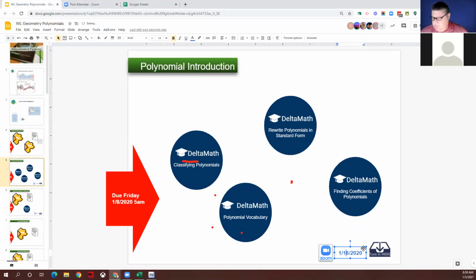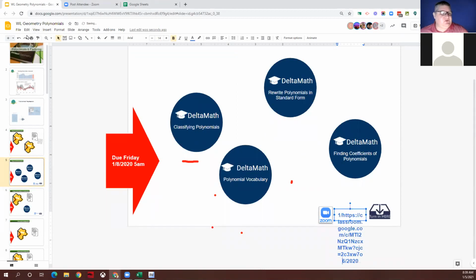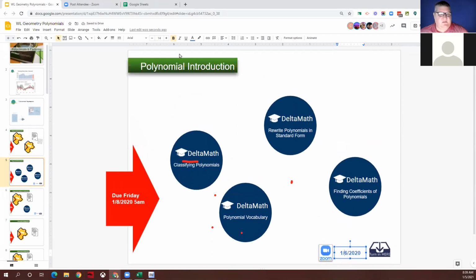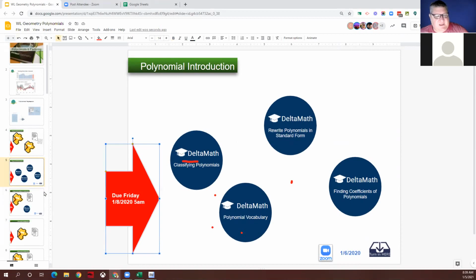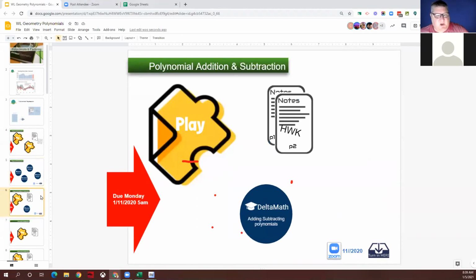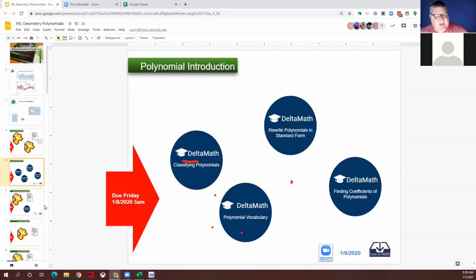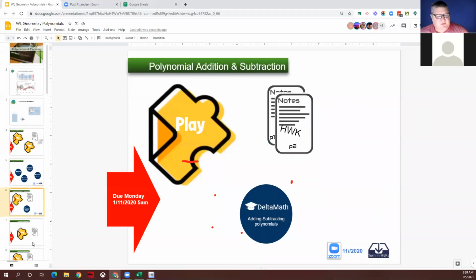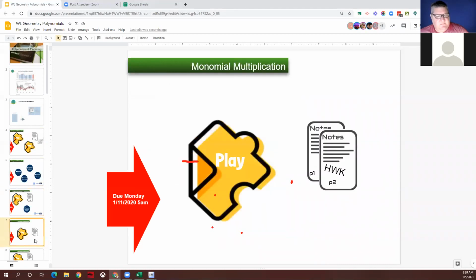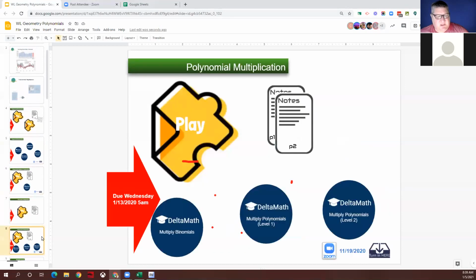And so what we can do here is you need to have these done. And of course, where do you turn them in? The one labeled polynomial introduction. And it's due on Friday. When I see all of you tomorrow in class, we will talk about addition and subtraction of polynomials. And that will be due on Monday. And monomial multiplication, also we'll talk about that, due on Monday.